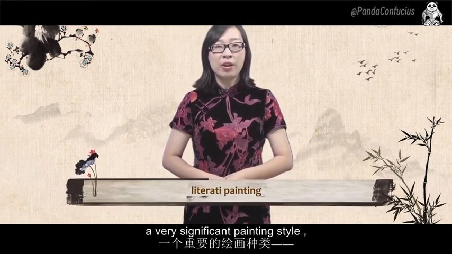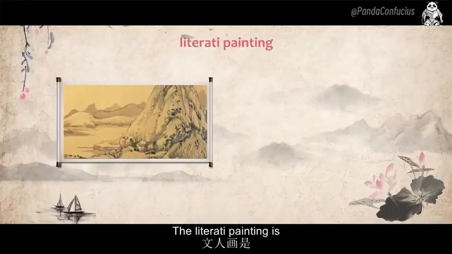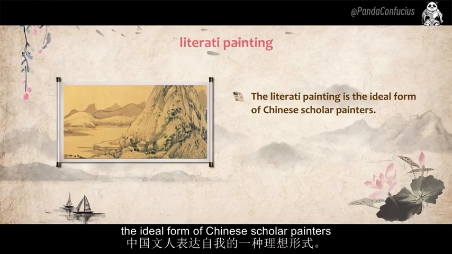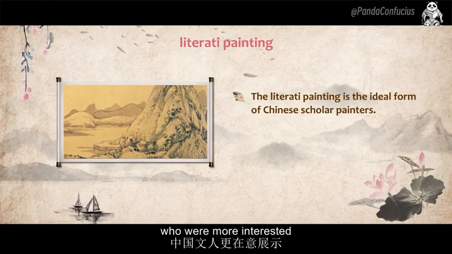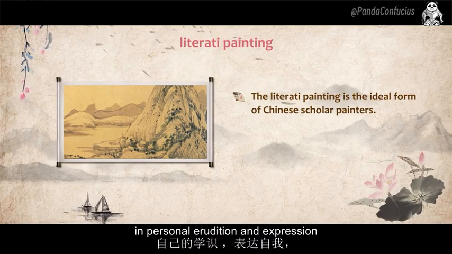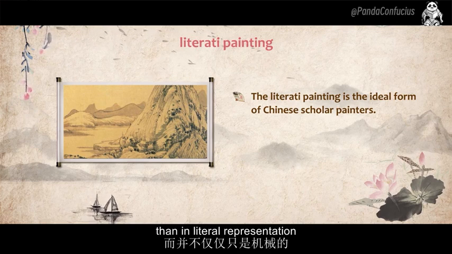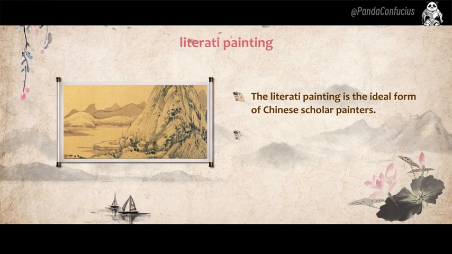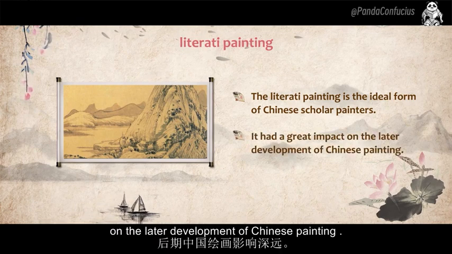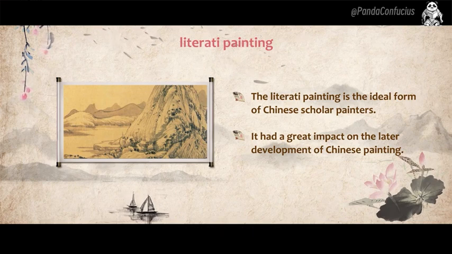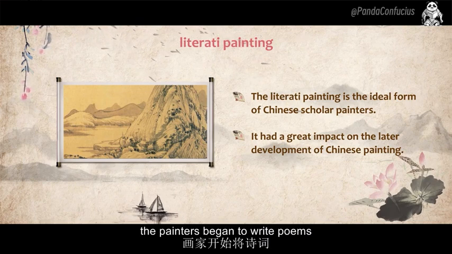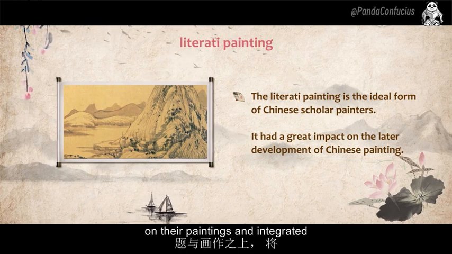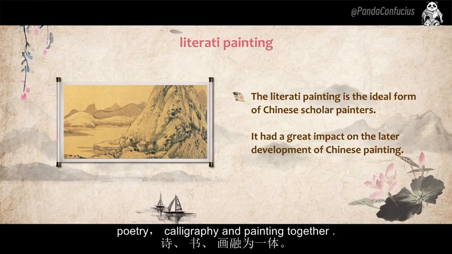There also appeared a very significant painting style, literati painting. The literati painting is the ideal form of Chinese scholar painters who were more interested in personal erudition and expression than in literal representation of an immediately attractive surface beauty. It had a great impact on the later development of Chinese painting. And from this period, the painters began to write poems on their paintings and integrated poetry, calligraphy, and painting together.